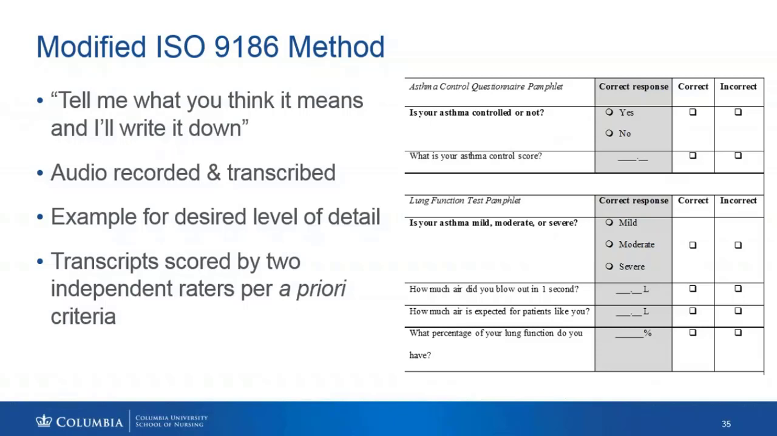And we had two gist comprehension questions, which to us were the most important. Do you get the general idea? Is your asthma controlled or not? Is it mild, moderate, or severe? And then we had the verbatim questions: report to me the actual value of how much you blew out, for instance.